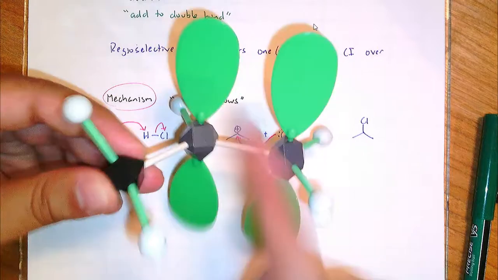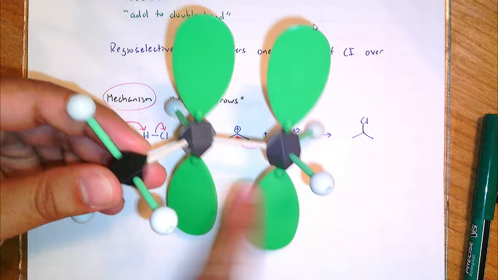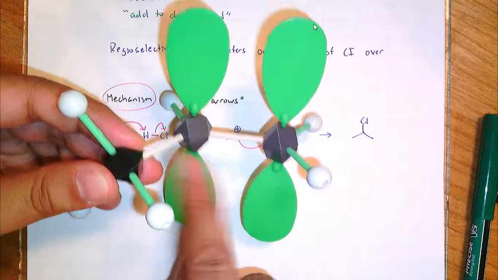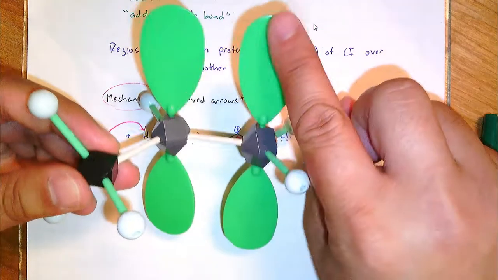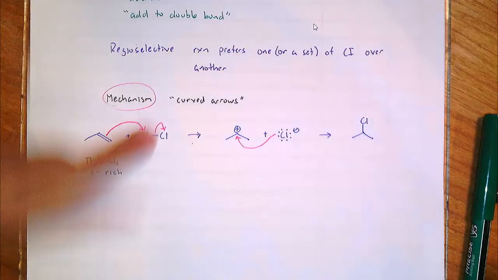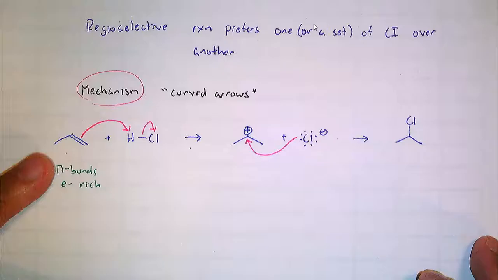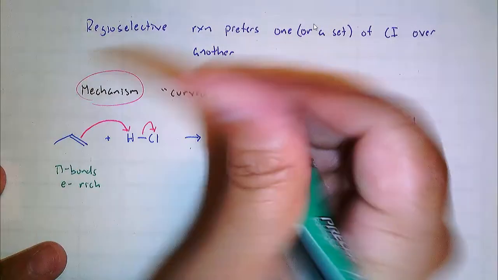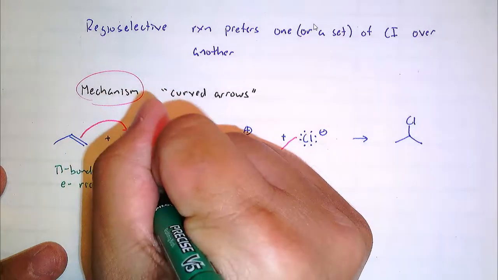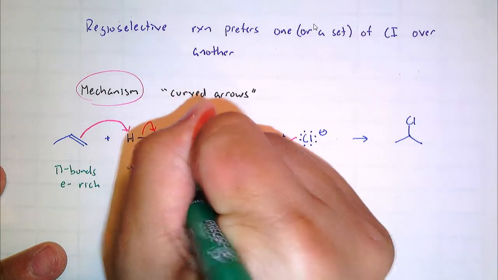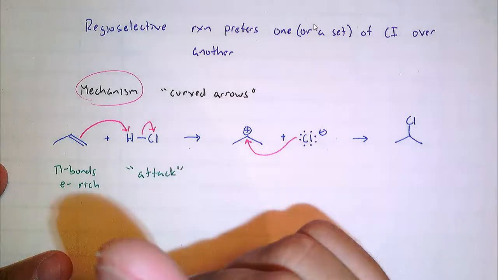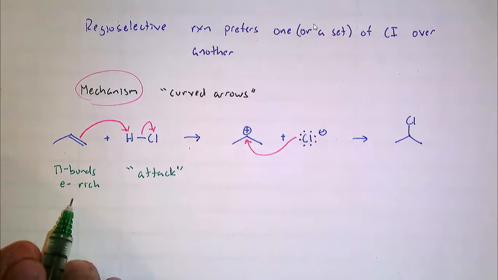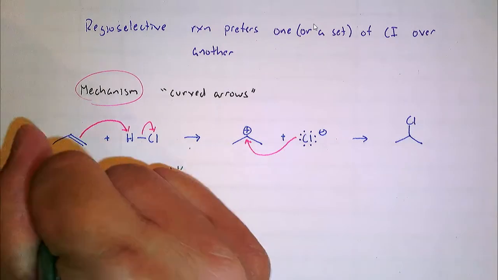So there's a pi cloud above and below the 3 carbons, and it's apt to attack and attach to another atom. And yes, a lot of textbooks, almost all professors say the word attack. This is the attacking arrow. And we typically say that molecules that are electron rich are typically what's called nucleophiles.